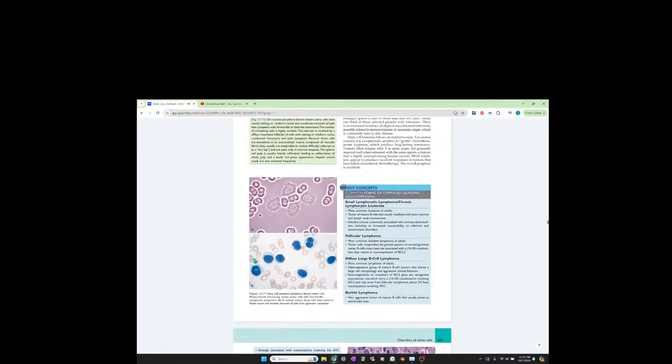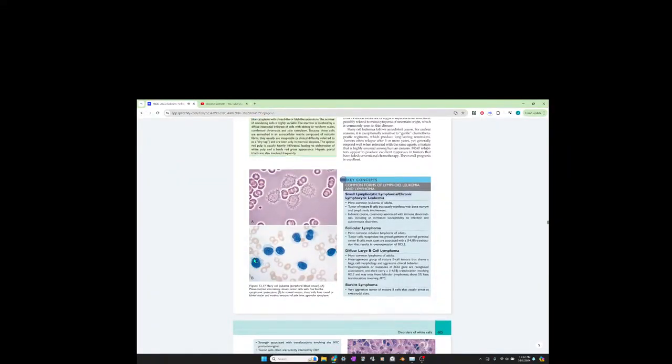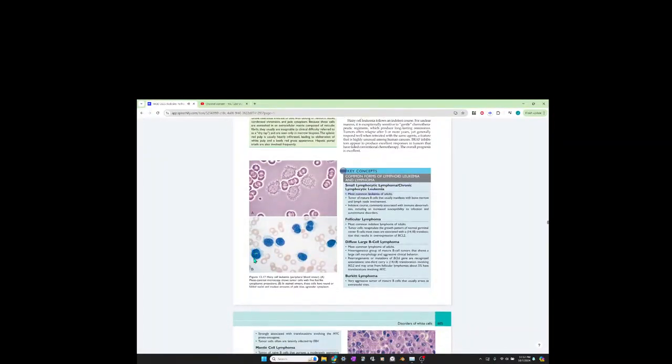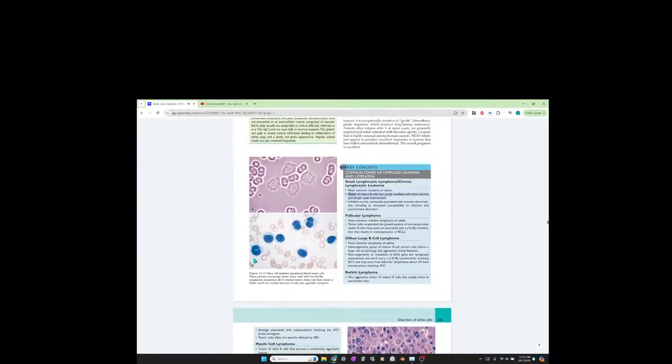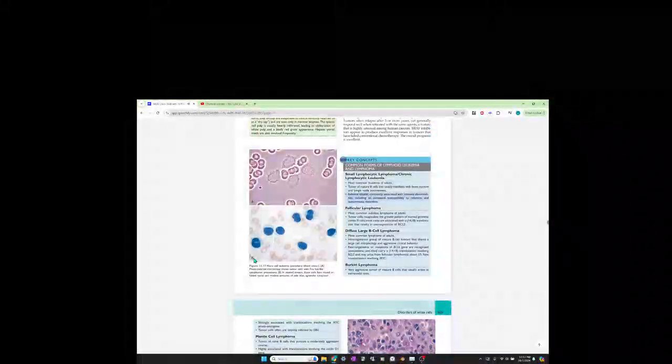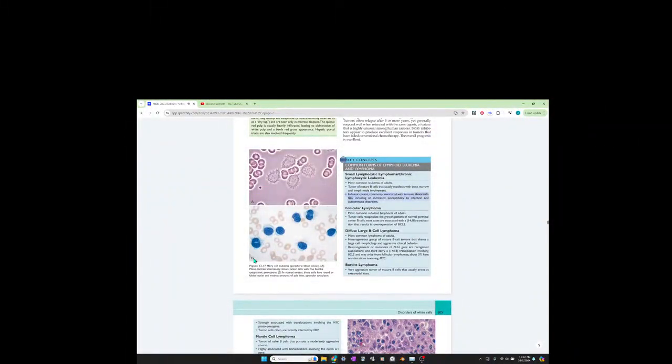Key concepts: common forms of lymphoid leukemia and lymphoma. Small lymphocytic lymphoma, chronic lymphocytic leukemia. Most common leukemia of adults. Tumor of mature B cells that usually manifests with bone marrow and lymph node involvement. Indolent course, commonly associated with immune abnormalities, including an increased susceptibility to infection and autoimmune disorders.